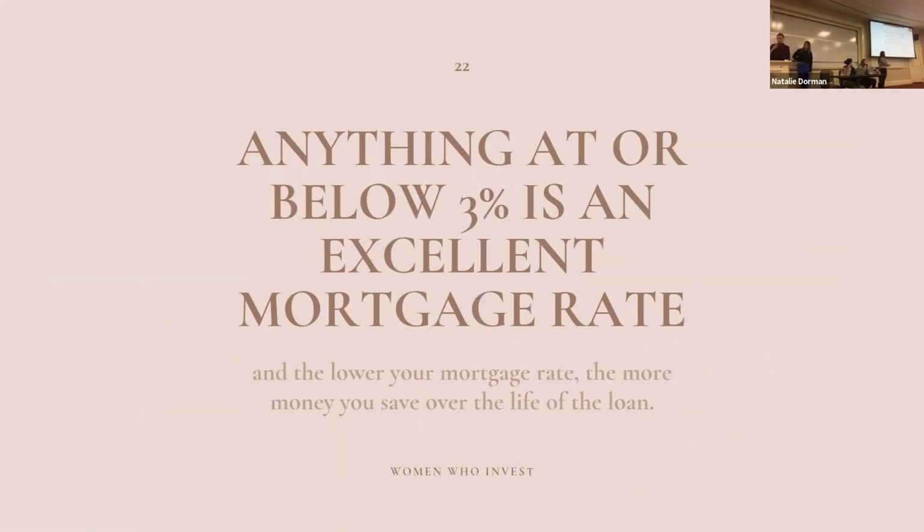And then we just wanted to say that anything at or below 3% is an excellent mortgage rate. And the lower your mortgage rate, the more money you save over the life of the loan. Like you said, fixed mortgage rates are more stable and reliable than adjustable ones. So even though a mortgage rate might be higher, it might be more reliable and stable in the long run.